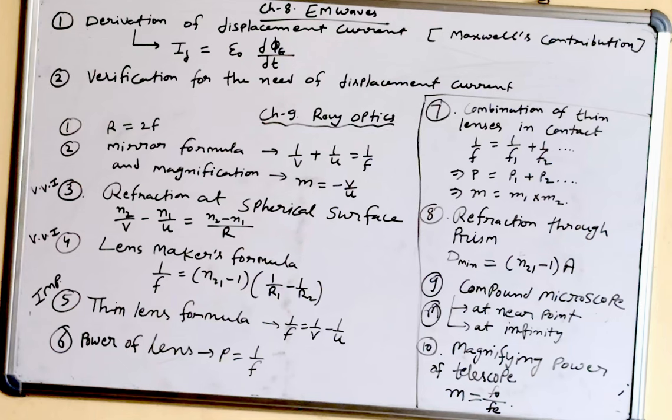And a very important derivation of this chapter is refraction through a prism. In this case, you have to find the value of the angle of minimum deviation, that is D minimum is equal to n21 minus 1 into A.